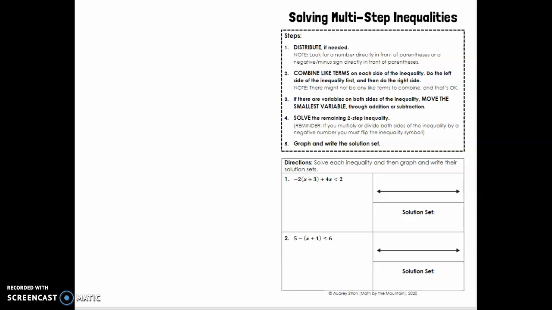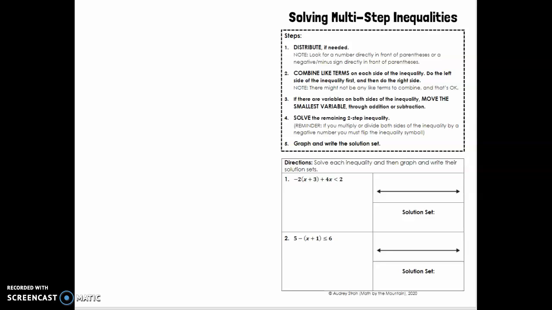Number 4, solve the remaining 2-step inequality. So once we simplify it, once we move that variable term to one side or the other, then we have 2 steps left. We usually add or subtract the number away from the variable, and then we usually divide by the number in front of the variable. Okay, now here's where it gets more specific for inequalities.